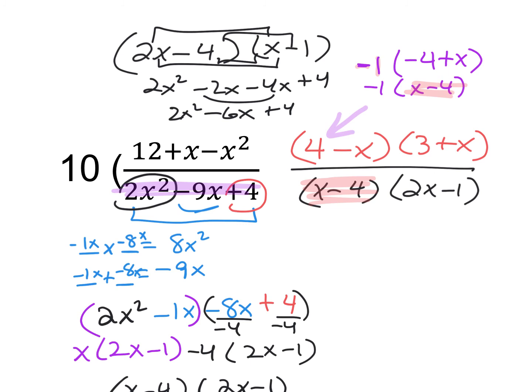So let me rewrite what I just got. Factoring out the GCF, it now turns into negative 1 times x minus 4. And then I'm going to rewrite the 3 plus x, and then the same denominator that was there.